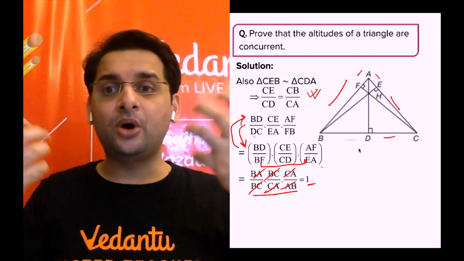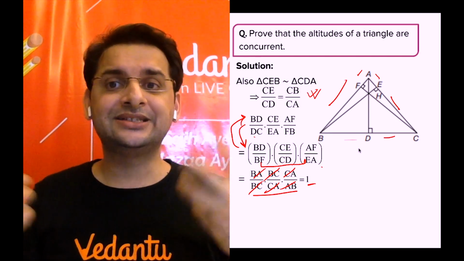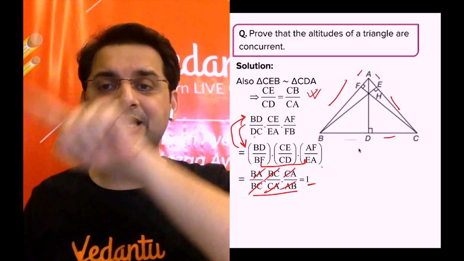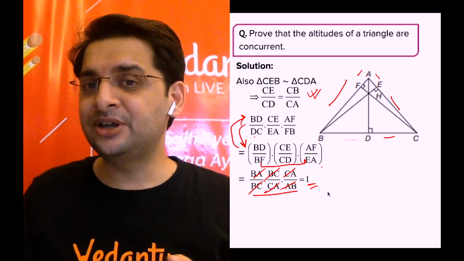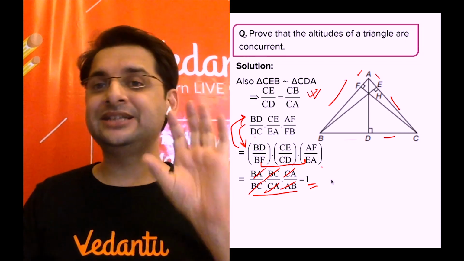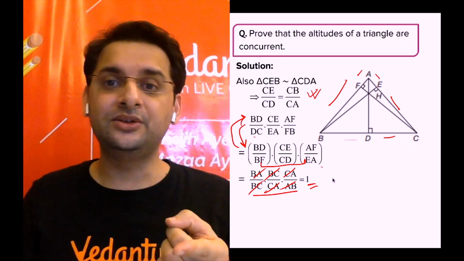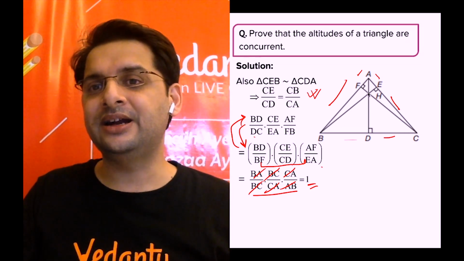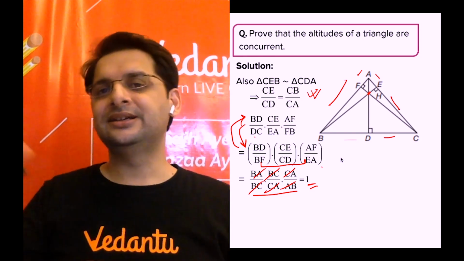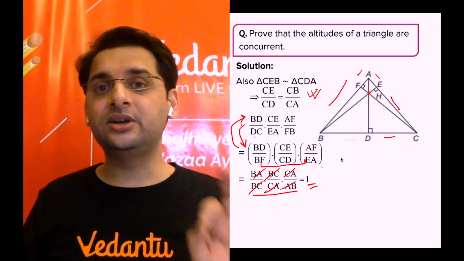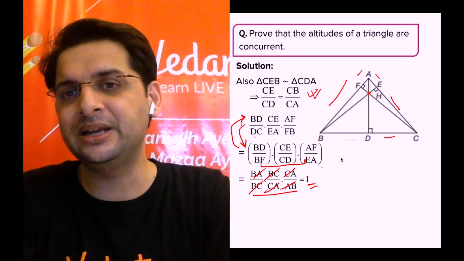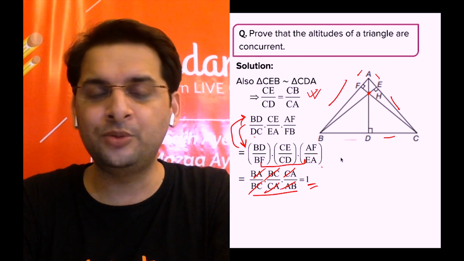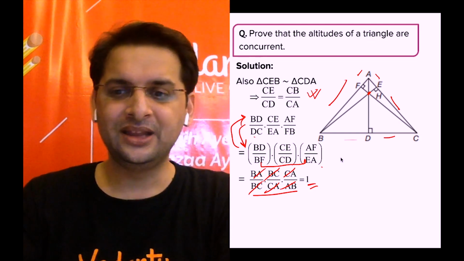So that means the product of the ratios of the segments of the opposite sides in a cyclic way is coming out to be 1. And if this comes out to be 1, that means the three Cevians, which in this case are the altitudes, are concurrent at a common point. And hence, this proves that all the altitudes of a triangle meet at a common point. So this is one simple application of Ceva's theorem. I hope you've all understood this, right?